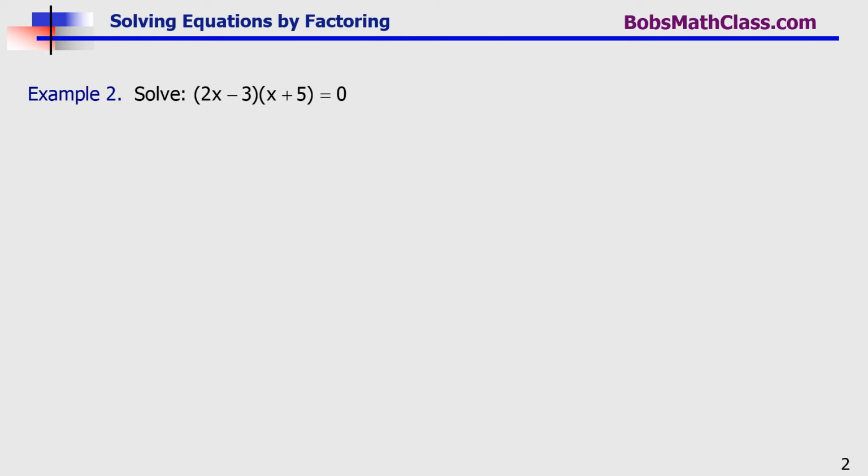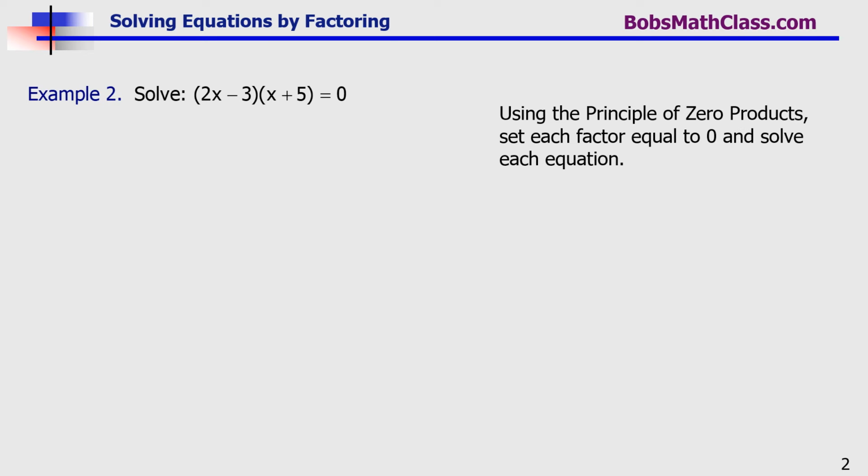Okay, here's our next equation: 2x minus 3 times x plus 5 equals 0. So we're going to set each factor equal to 0 and solve each equation. So you're going to write down 2x minus 3 equals 0 and x plus 5 equals 0. Now we solve both equations. Add 3 to both sides, and then divide by 2. You can leave it as an improper fraction.